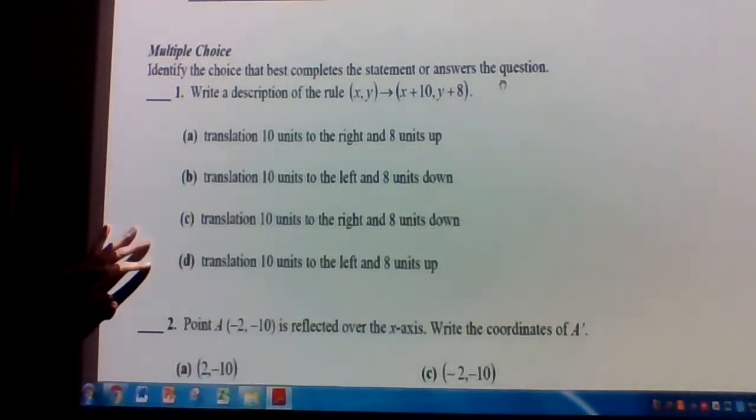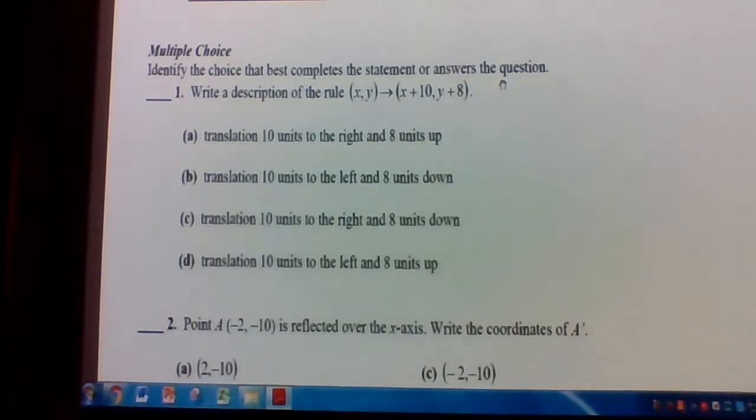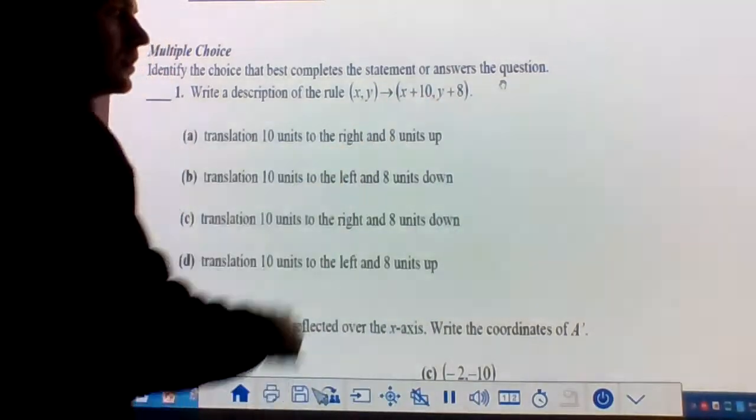All right, this is the transformation part of the study guide. So these 10 questions were multiple choice. Which of the following is a description of the rule (x, y) goes to (x plus 10, y plus 8), a translation.